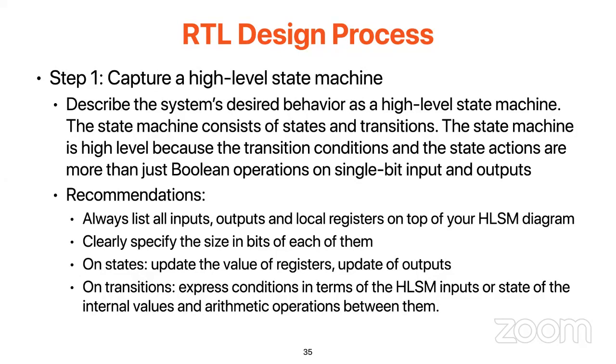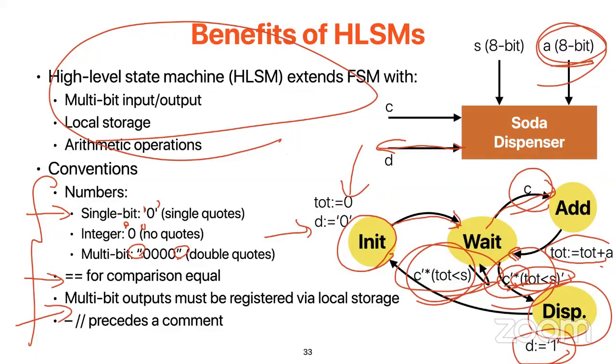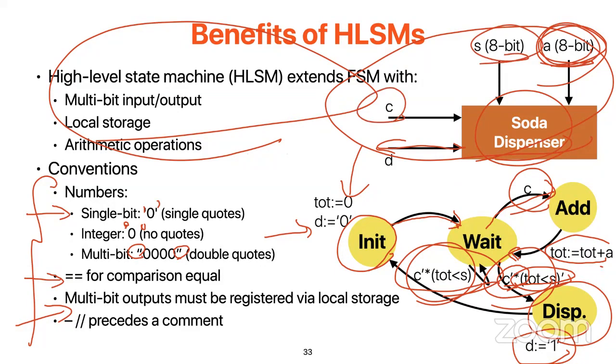To make that happen, here's the recommendation. List all inputs, outputs, and local registers on top of your high-level state machine diagram. Like the soda dispenser example, first of all, you have to draw something like this. I want to draw a black box of soda dispenser, and I need to have this input and I need to have this output. So this is the first step.